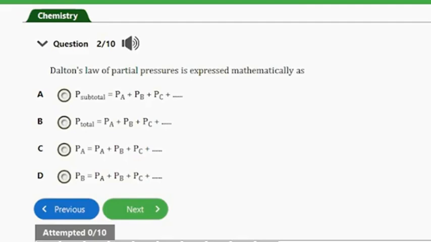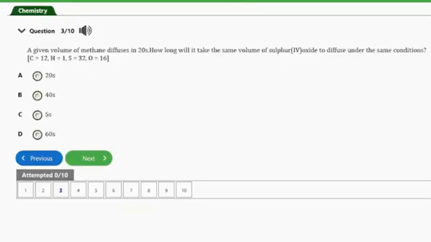So guys, for this, the answer to this question, like we all already should have known, is option B. That's P of total. That's the total pressure is going to be P of A plus P of B plus P of C, and so on. So Dalton's law of partial pressure is expressed mathematically in this form. That's option B here. So let's consider the next question, guys.